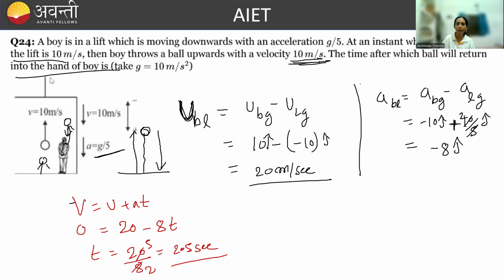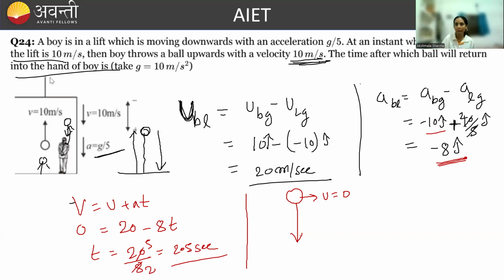Same time it will take to come down, because if you see here, when the ball will be at highest point, then its initial speed will be 0, and then when it will come down, its acceleration will be same as this, because while it is going up, acceleration of ball with respect to ground is minus 10 j, while coming down also it is minus 10 j, and acceleration of lift with respect to ground is not going to change.